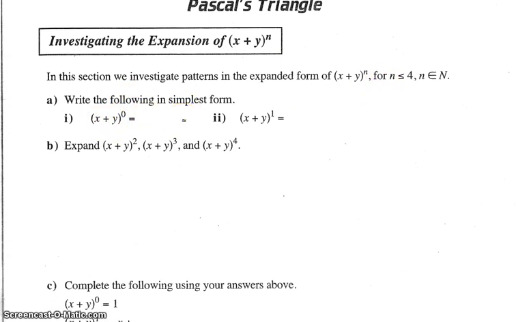Now, if you recall, anything to the 0 exponent is just equal to 1. Okay, now let's look at x plus y to the 1. Well, if the exponent's just 1 on that, that's going to be equal to x plus y.